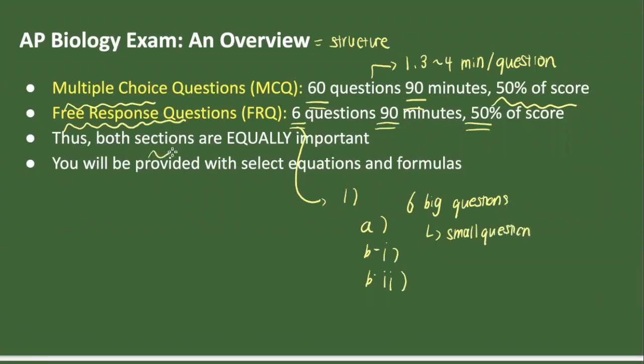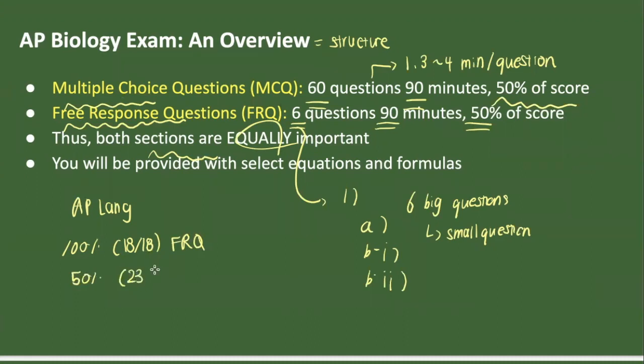So you'll see that both sections are equally important. Say for AP Lang, the AP English Language and Composition exam, if you get a perfect score, which is 18 out of 18 on the FRQ section, you can miss half of the MCQ, which is around 23 out of 45, and you likely still land on a 5. But just take into consideration that this no longer is the case for the AP Bio exam.